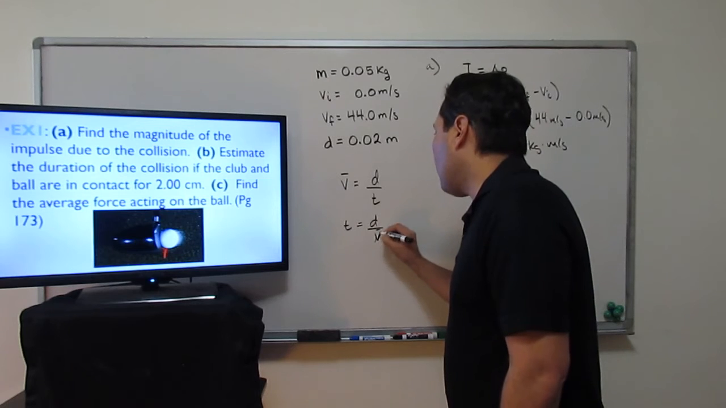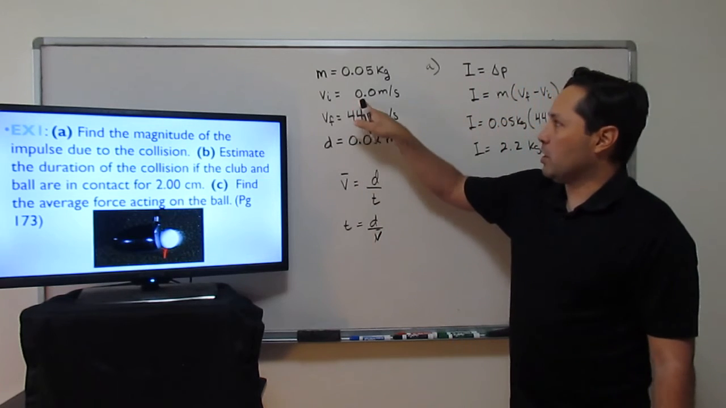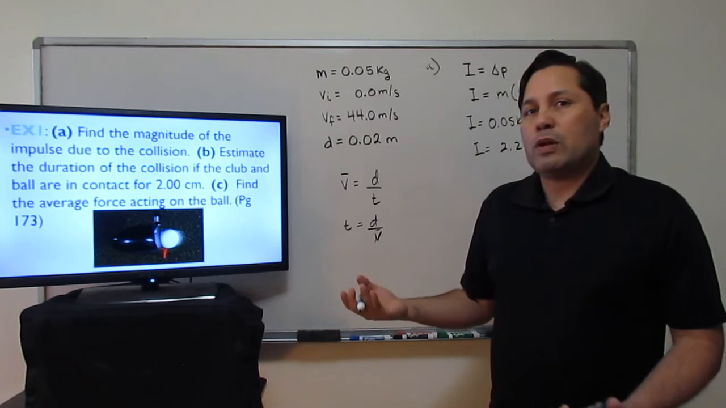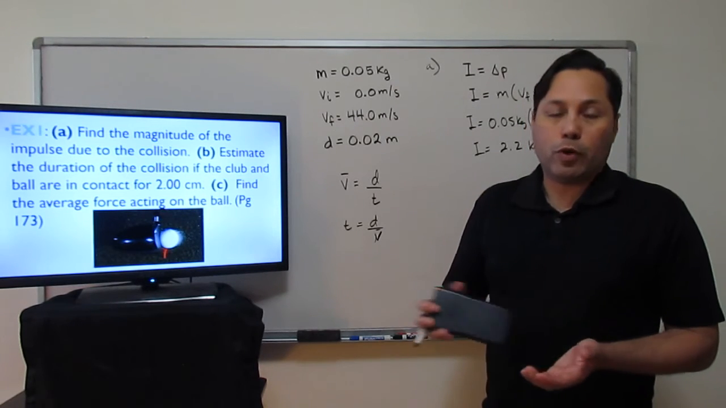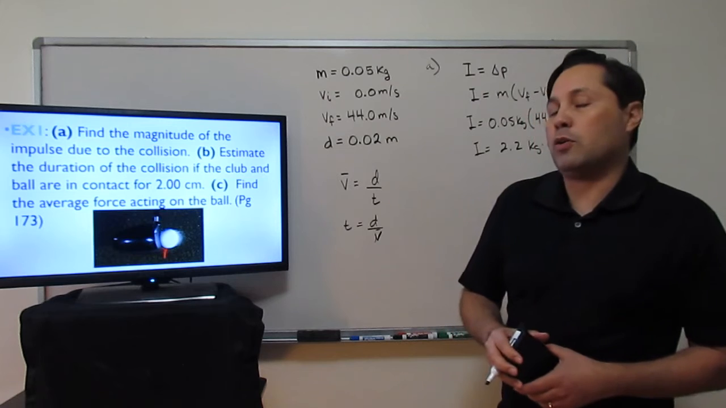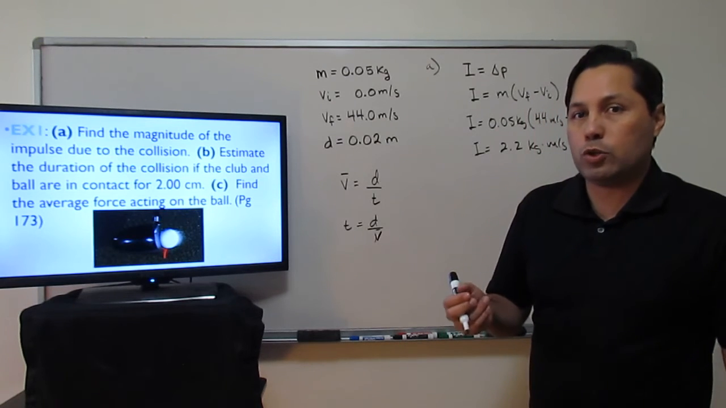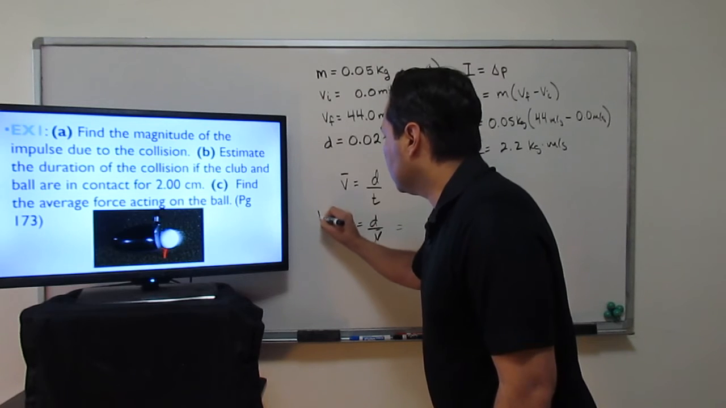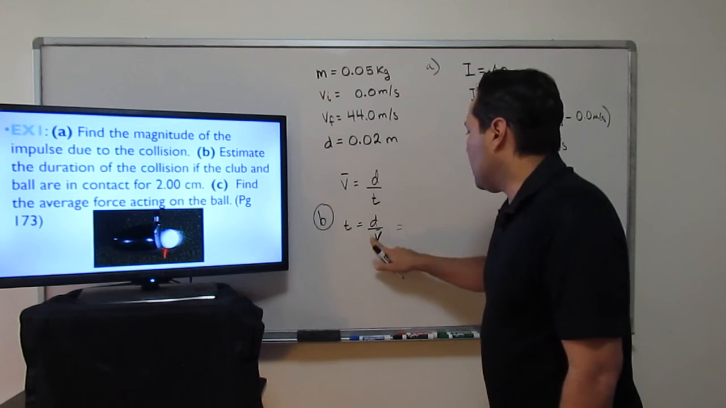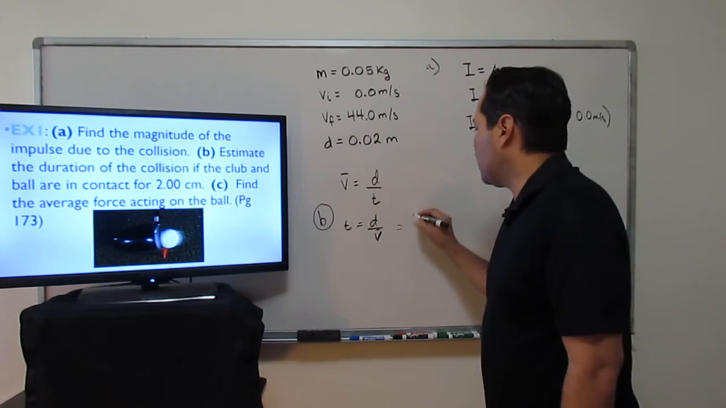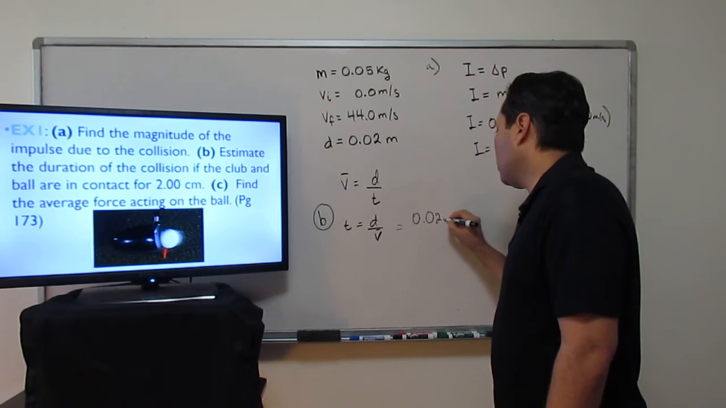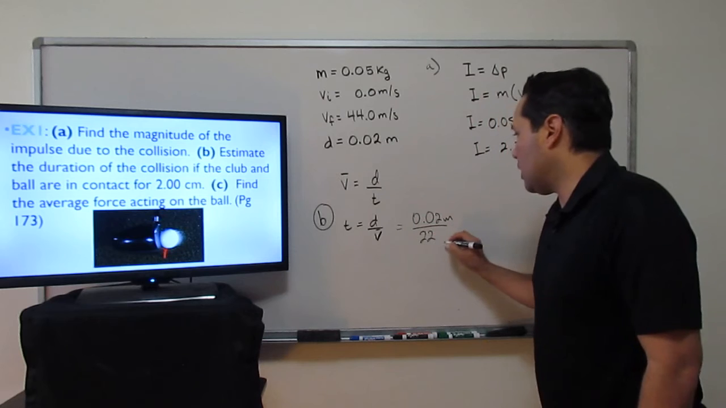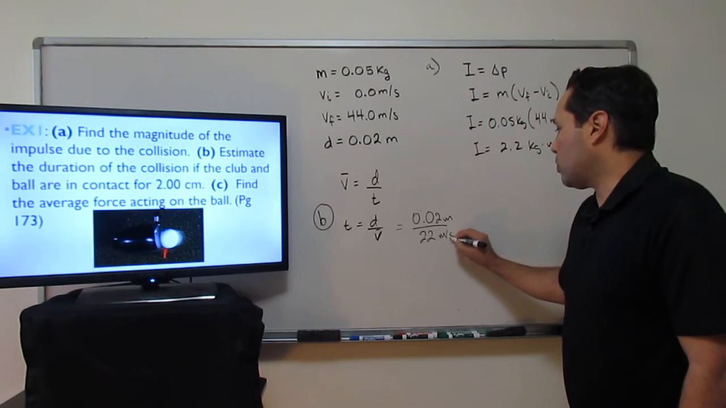Now, what is the average velocity? Our initial velocity is 0, our final velocity is 44, so we have to get the average. It would be 44 plus 0 divided by 2, which gives us an average velocity of 22 meters per second. So for part B, it's going to be our distance of contact, 0.02 meters, over our average velocity, 22 meters per second.